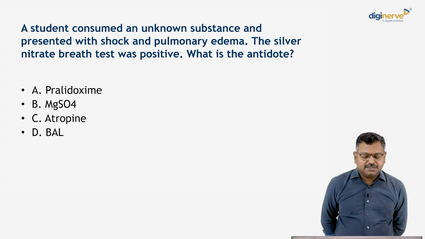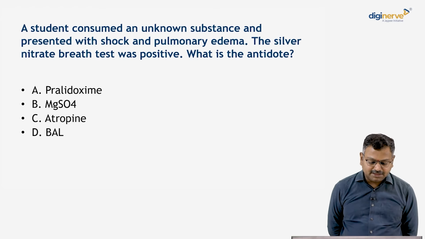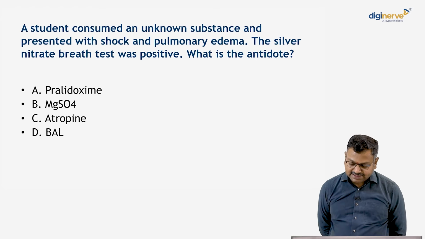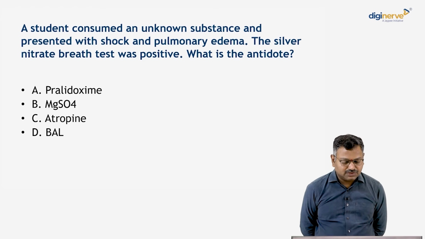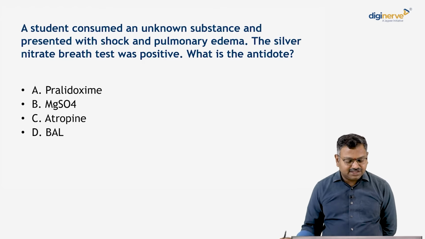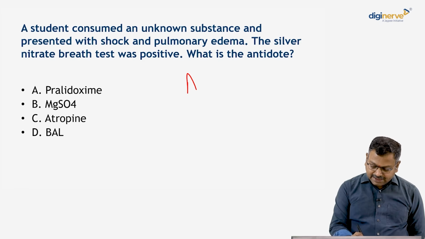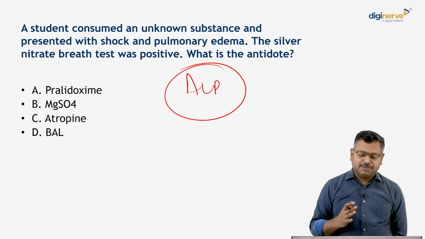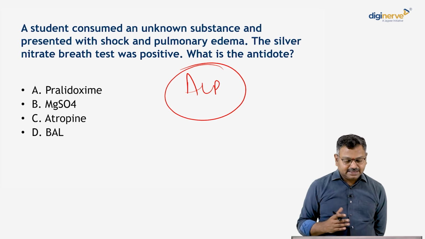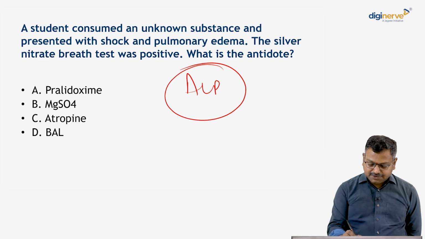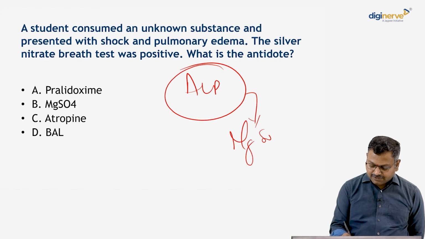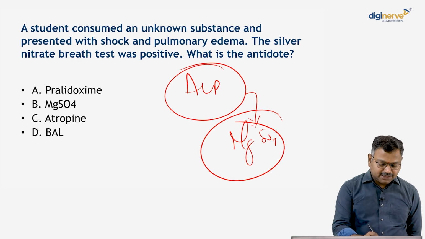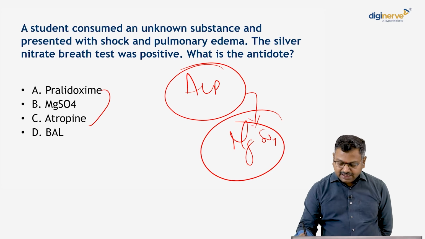A student consumed an unknown substance and presented with shock and pulmonary edema. Silver nitrate test was positive. Now, what is the compound which gives a positive silver nitrate test? It is a toxin here, so it is a very, very characteristic feature of aluminum phosphide poisoning. So, aluminum phosphide poisoning comes with pulmonary edema and a positive silver nitrate test. The treatment of choice especially is MAC-Sulf. So, antidote here is magnesium, and pralidoxime and atropine is for OP poisoning, BAL is for heavy metals.